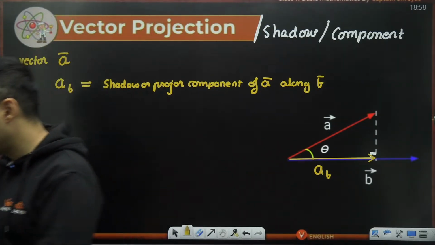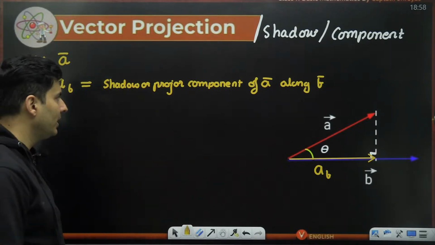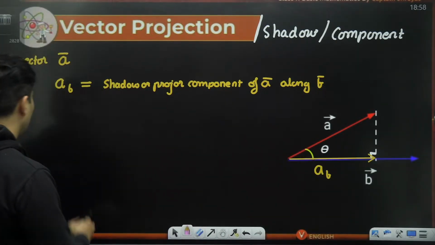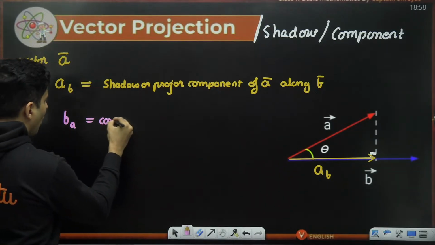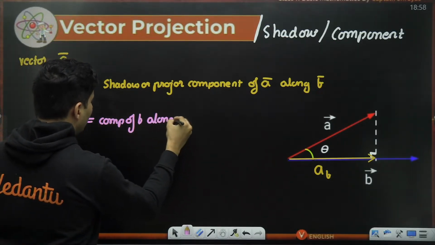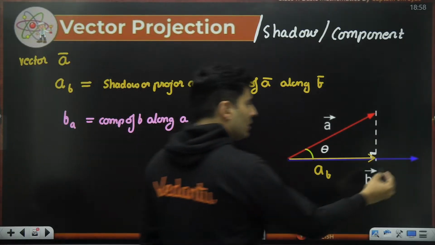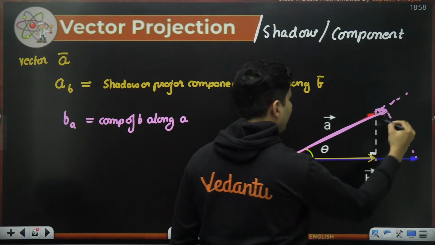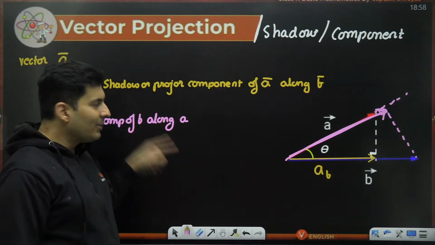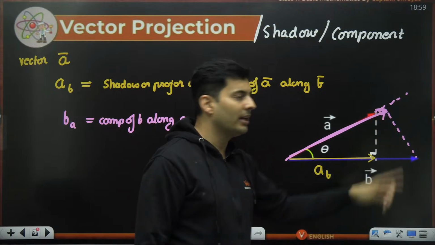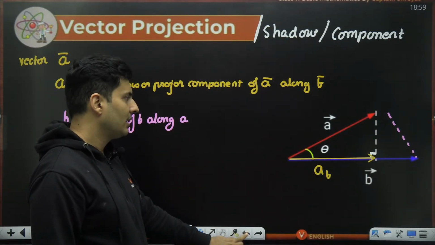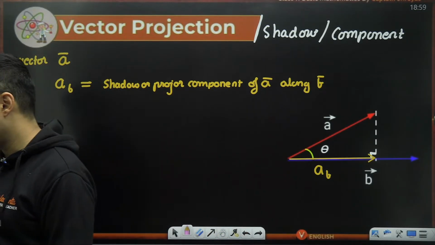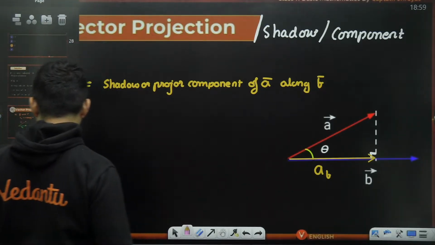Everybody understanding the meaning of this word, AB? What if it was BA? It means the component of B along A. You take B and drop a perpendicular on this line, so this particular length will be B of A. Whichever line along which you are finding the component, you drop a perpendicular on that. That is what it means. Absolutely clear, everyone? AB and BA are two totally different things. It's not the same magnitude or the same direction. They're two completely different things. How do I find out their values?